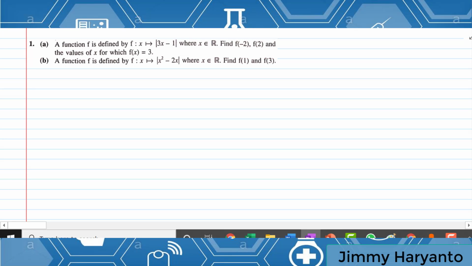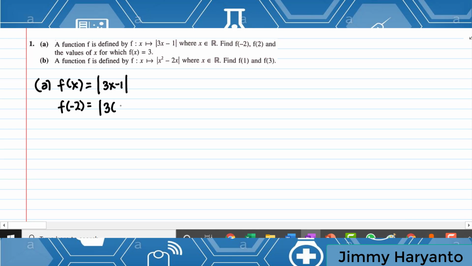Itu ada f titik 2x, itu artinya sama aja kayak f in the bracket x. Okay, it's the same. f(x) equals the absolute value of 3x minus 1. Okay, we have to find f(-2). So we have to find f negative 2.